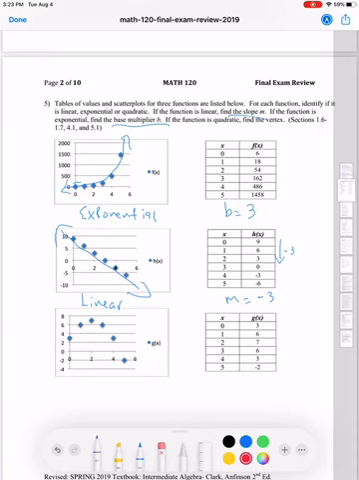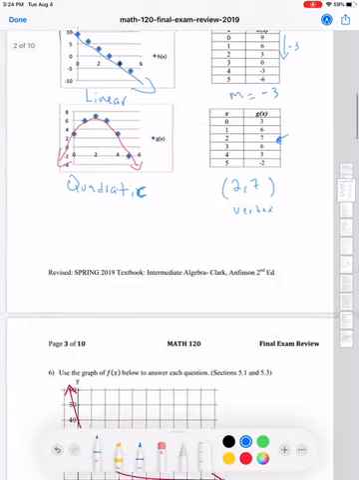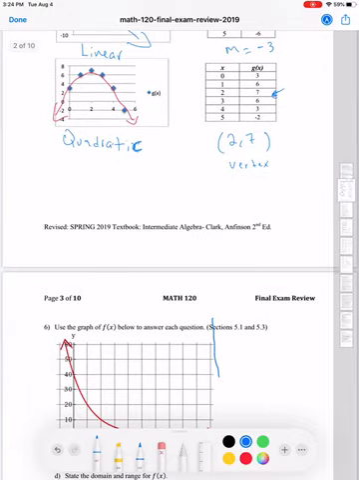Lastly, what does this one look like? It looks like a parabola. Those are called quadratic. And it says in the instructions, if it's a quadratic function, you must find the vertex. And so the vertex is, in this case, the highest point. And I can see this is the highest point right there. 2, 7. Perfect. All right.